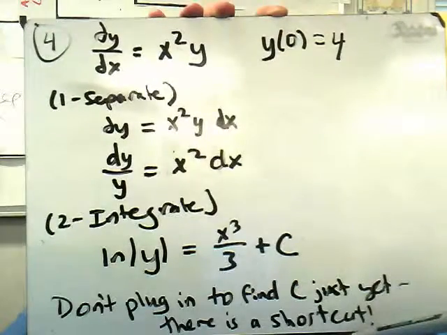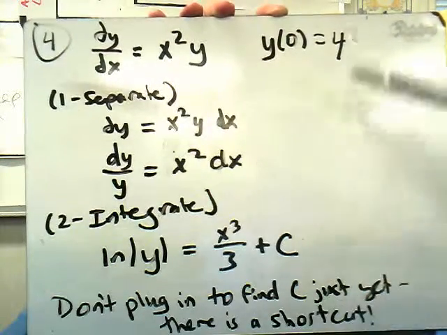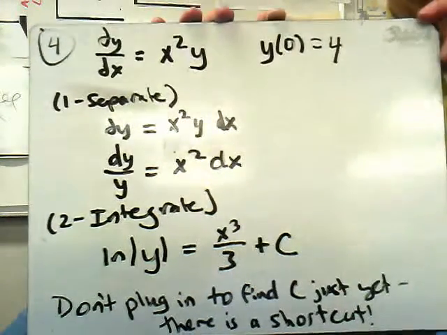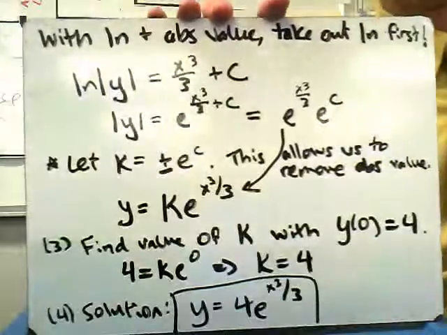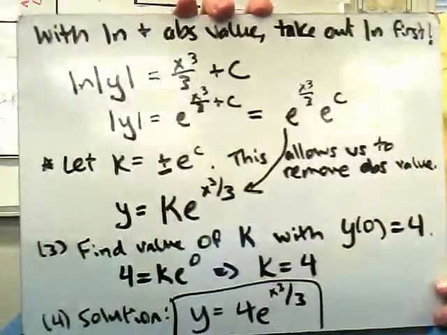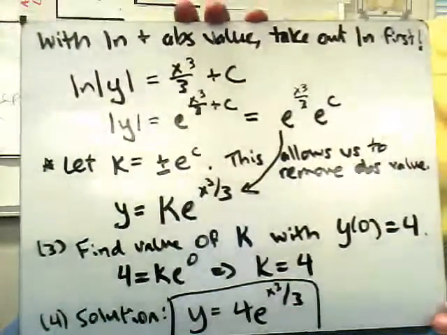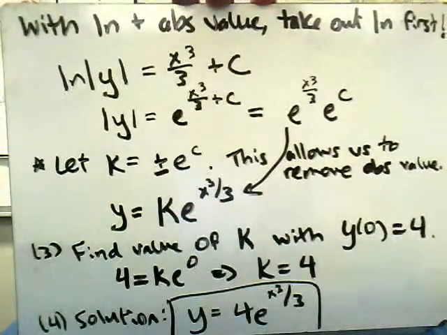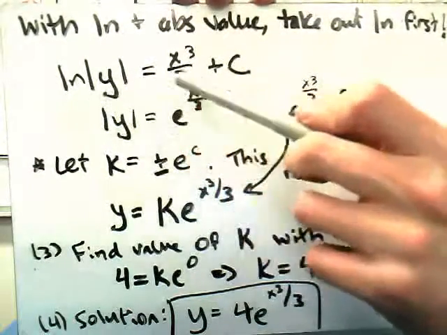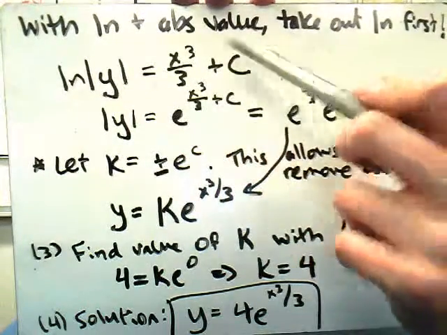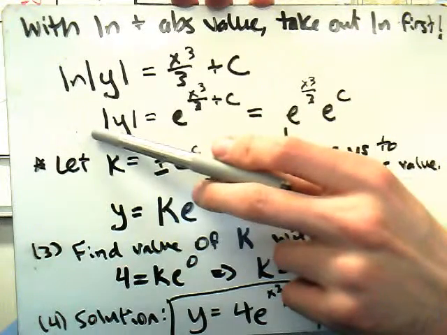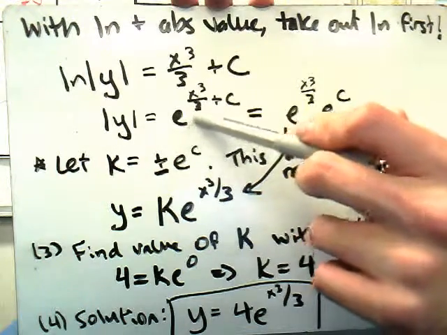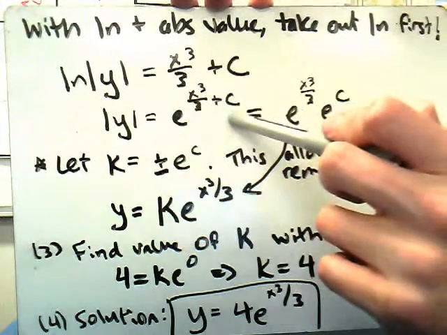My advice on these is don't plug in to find c just yet. Using your initial condition, there is actually a shortcut to this. In these situations where you have natural log and an absolute value, try to remove the natural log first. In this case, the original was natural log of absolute value of y is equal to x cubed over 3 plus c. Raising both sides to the e power, we get absolute value of y is equal to e raised to x cubed over 3 plus c.